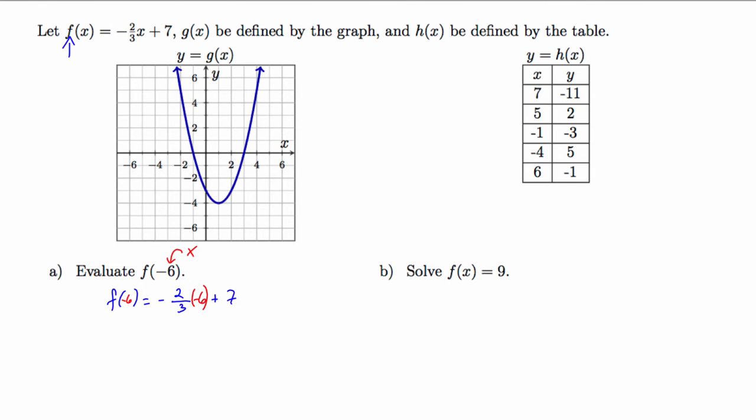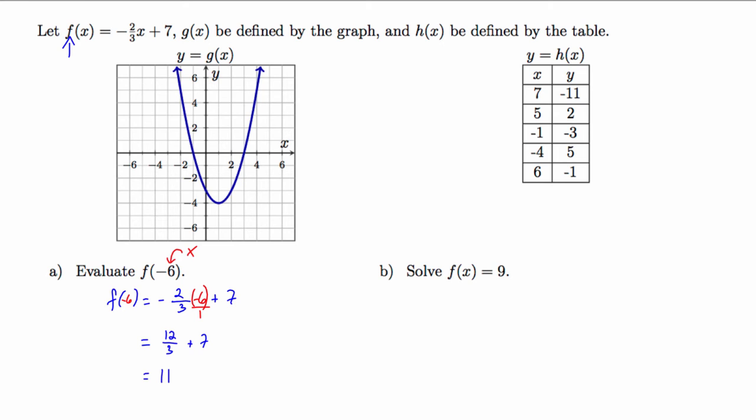At this point, we need to use order of operations to simplify the expression. To multiply negative 2/3 times negative 6, we'll think of it as negative 6 over 1, and a negative times a negative is positive. 2/3 times 6 over 1 would be a positive 12 over 3 plus 7. 12 over 3 is 4, and 4 plus 7 is 11. So f of negative 6 equals 11.